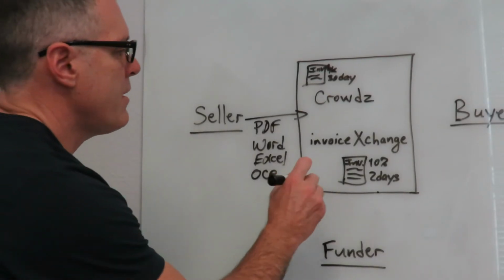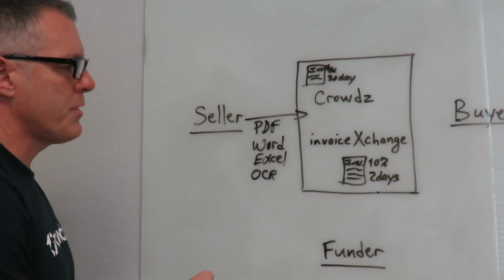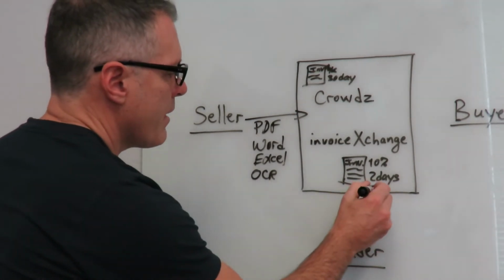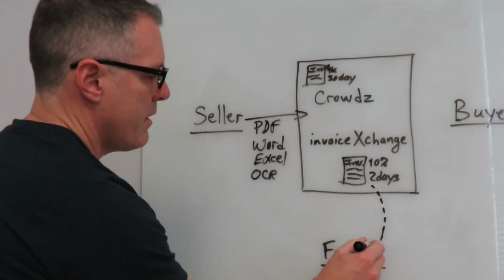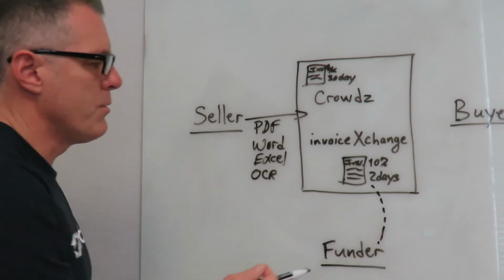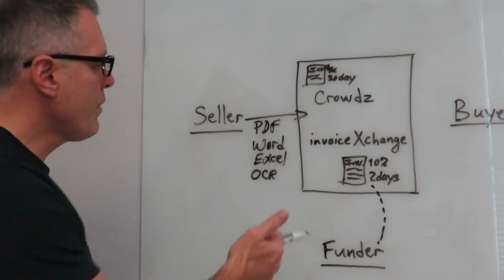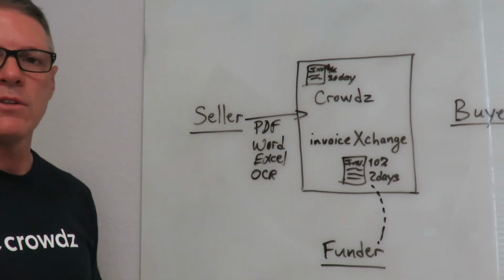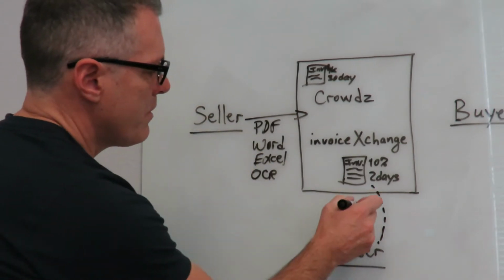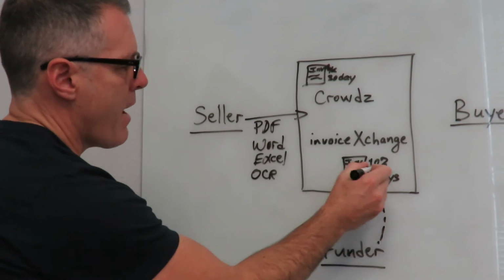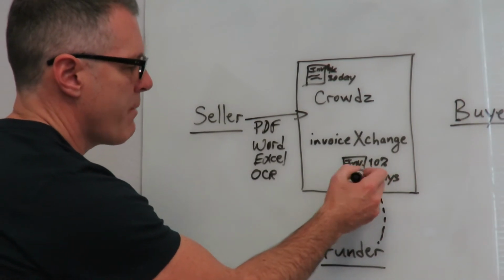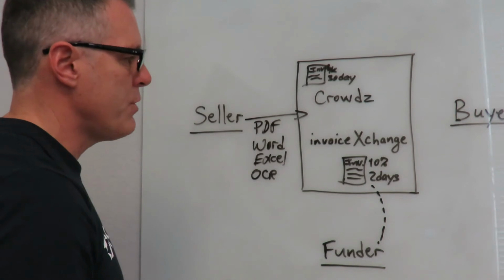Okay, so now that the invoice is ready for auction, the funder will get an alert that there's a new auction to bid. These alerts can be tailored to a specific end market or geographic region, or specifically to that seller that they've done business with before. So the funder sees that the invoice has a max bid of 10% max discount, and then it's going to be open for 2 days.